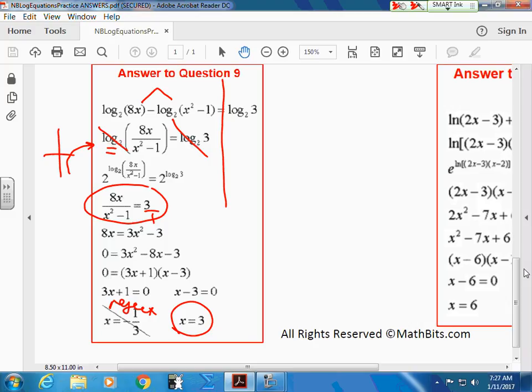This is a good one. So we looked at logs on one side, we flipped them, logs on both sides, and logs all over the place.